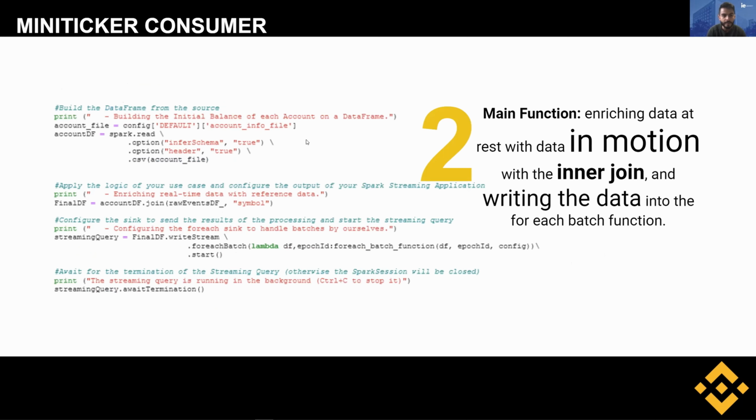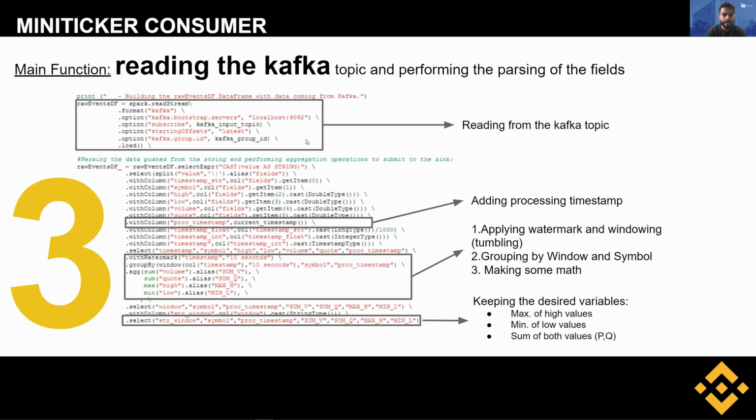As we can see in the next slide, in our data frame, we cast all the variables into the correct data type in PySpark and added the processing timestamp. Also, we established a watermark of 10 seconds for our tumbling window, grouping by symbol and the processing time and aggregating the volume and quote.